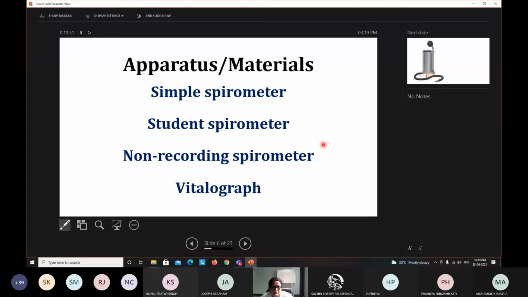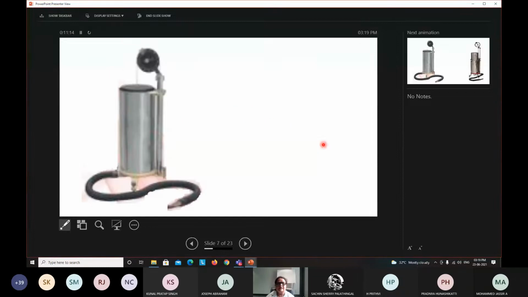But for the purpose of demonstrating and making you understand what vital capacity is, what its importance is, and how it is measured at the first year level, we use this simple instrument. Even on the clinical side, the same instrument can be used. But we have many advanced instruments for all these purposes, right? So this is how the instrument looks.